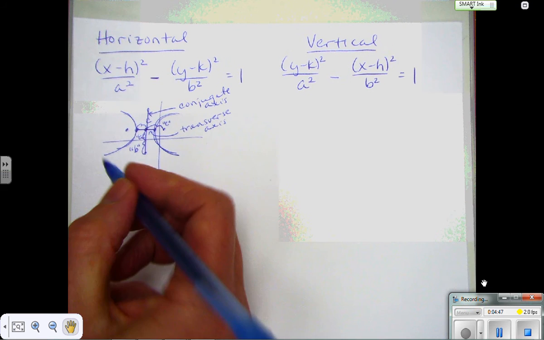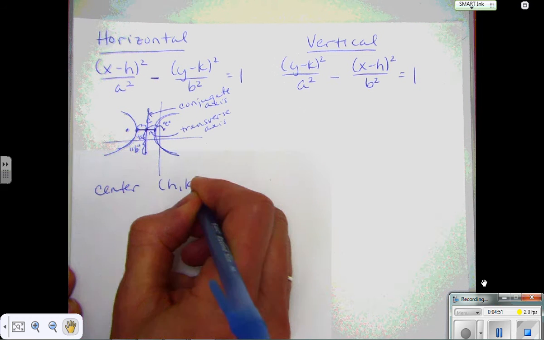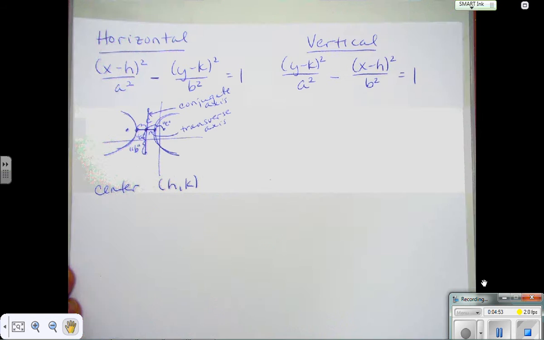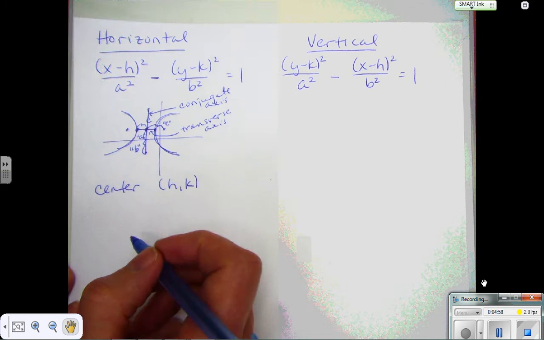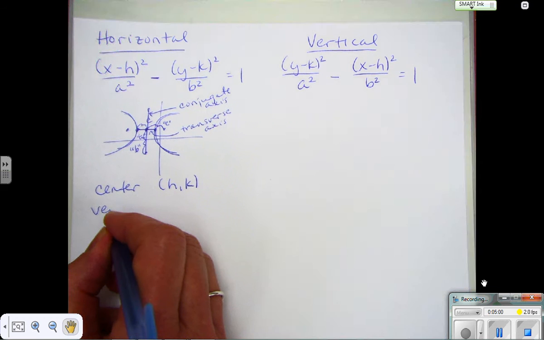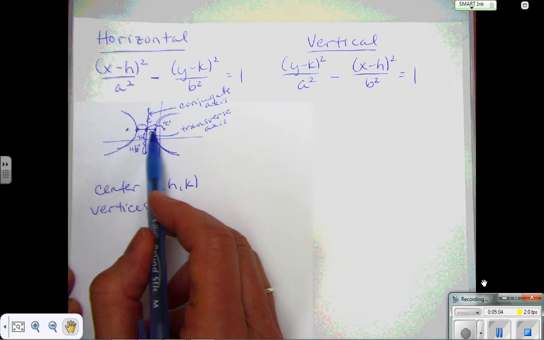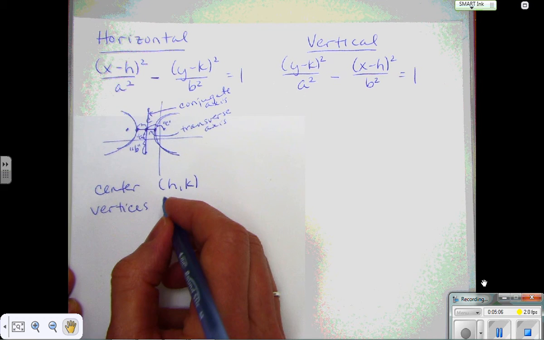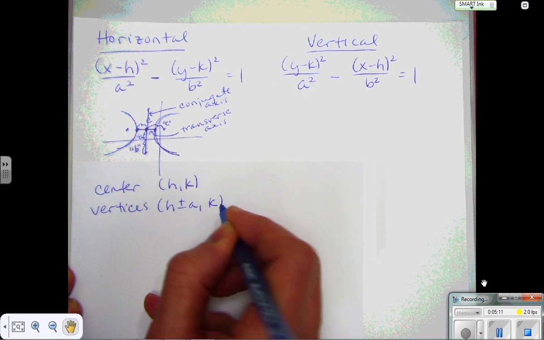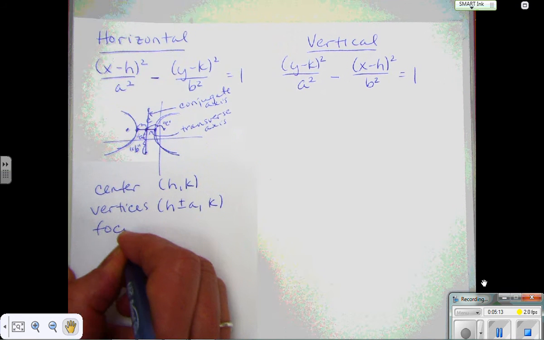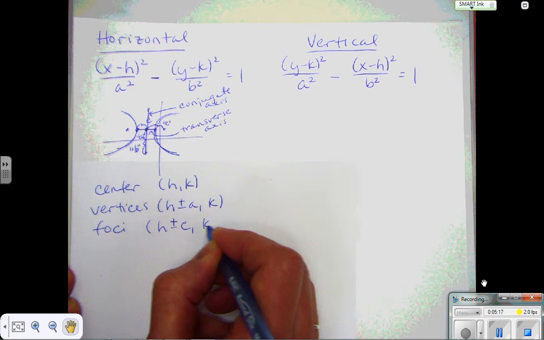So your center is (h, k). Your vertices: the x value is the one that's going to be changing when it's horizontal, so you're going to have h plus or minus a and whatever k is. Your foci are h plus or minus c and whatever k is.